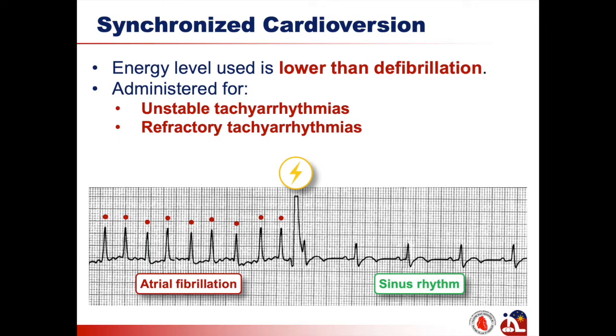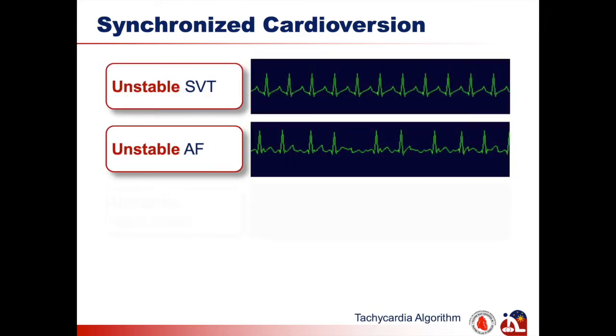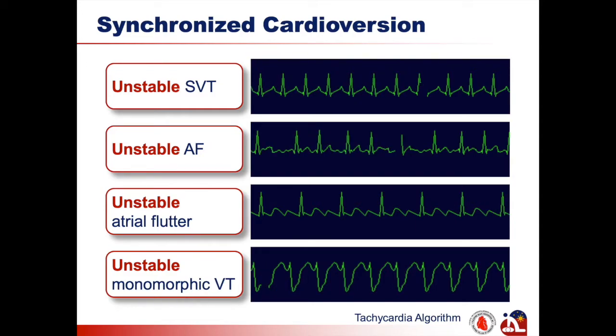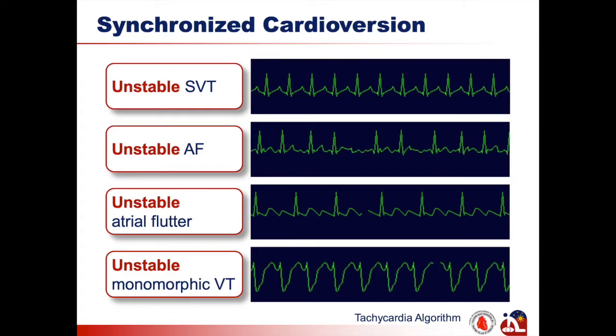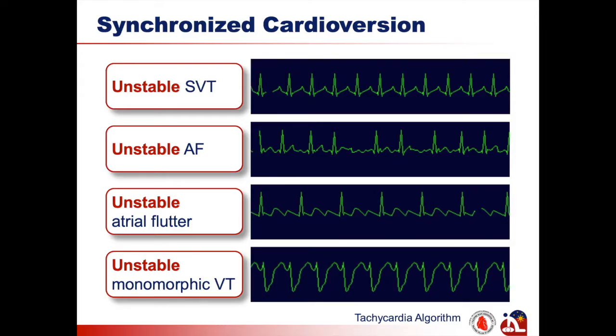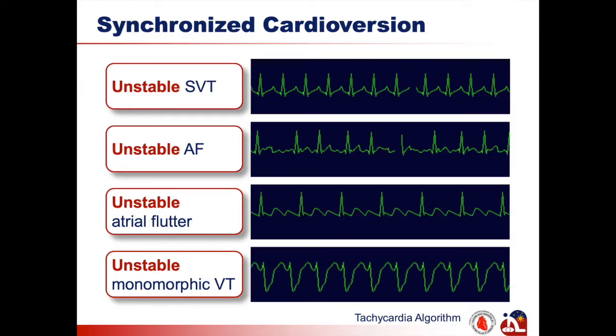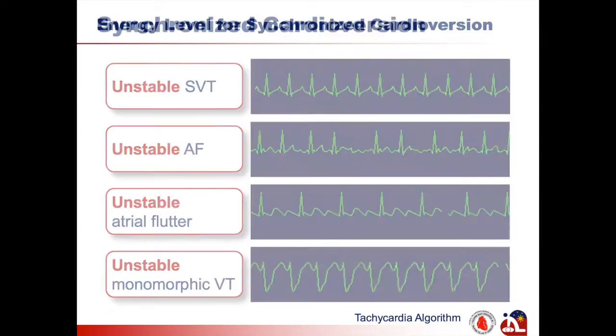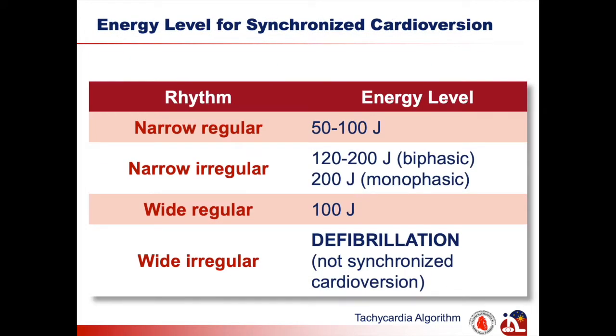Cardioversion is indicated in unstable and refractory tachyarrhythmias. Synchronized cardioversion is administered to unstable and refractory tachyarrhythmias, such as unstable supraventricular tachycardia, atrial fibrillation, atrial flutter, and monomorphic ventricular tachycardia. The following are the corresponding initial doses for each rhythm morphology.